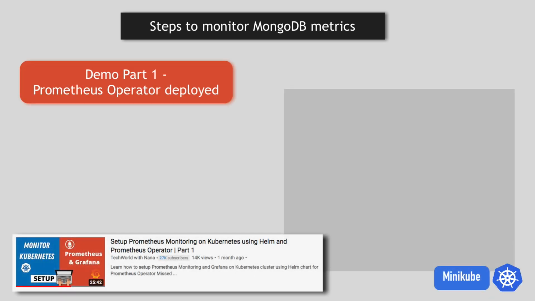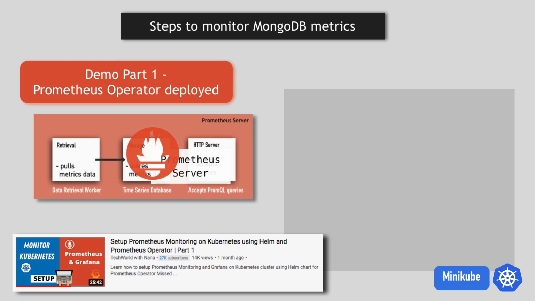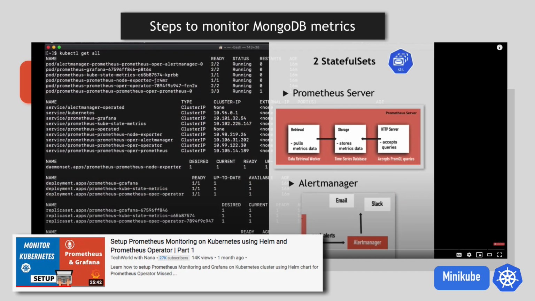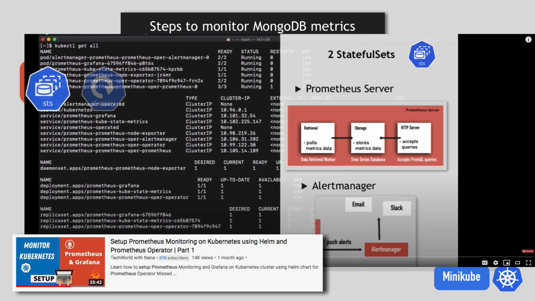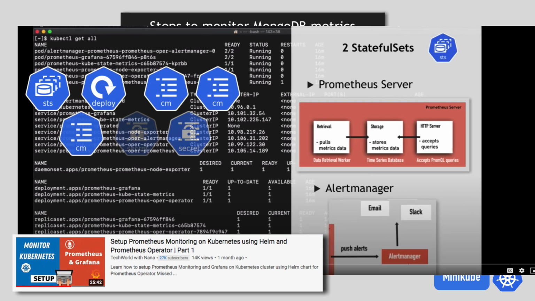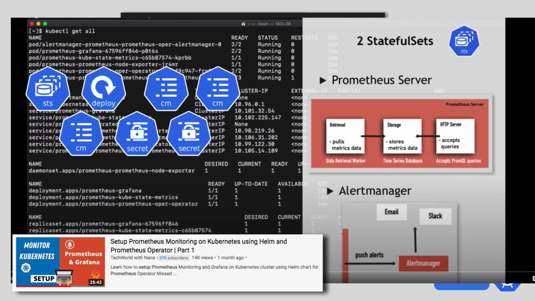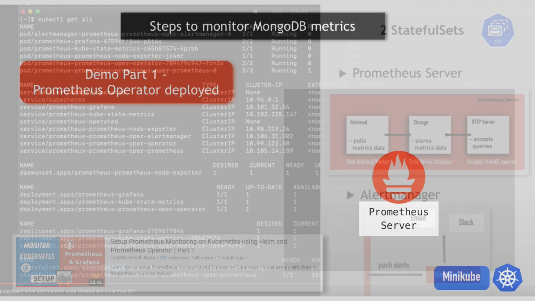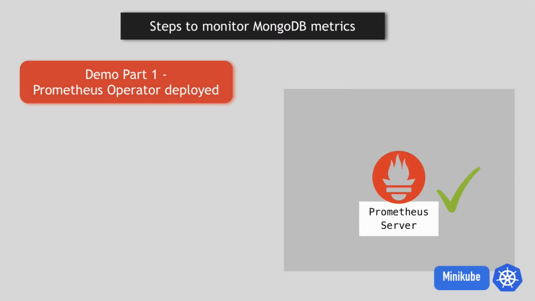And in the first part of this video series, I have already deployed a Prometheus operator using a Helm chart. So if you want to know how the deployment works, how to install the Helm chart, and what the components are that get created when the chart is installed, then you can check out that part first and set up Prometheus operator in your cluster. And then you can continue with this video.